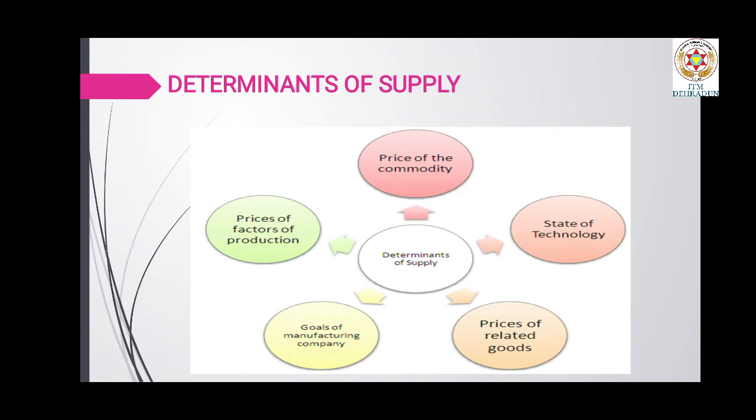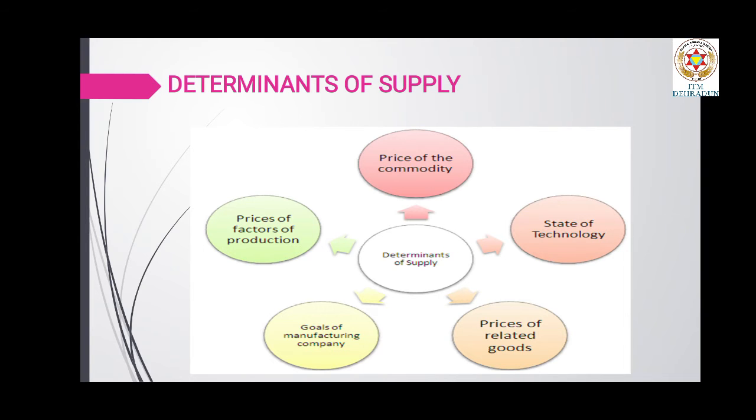Similarly, the prices of factors of production, that is, the cost of production. Supply is reduced if the cost of production rises, as due to the rise in the price of raw material, supply will definitely be reduced. Similarly, the state of technology has a positive relationship with supply. An improved technology reduces cost of production per unit of output and enhances productivity and thus increases the supply of the product.